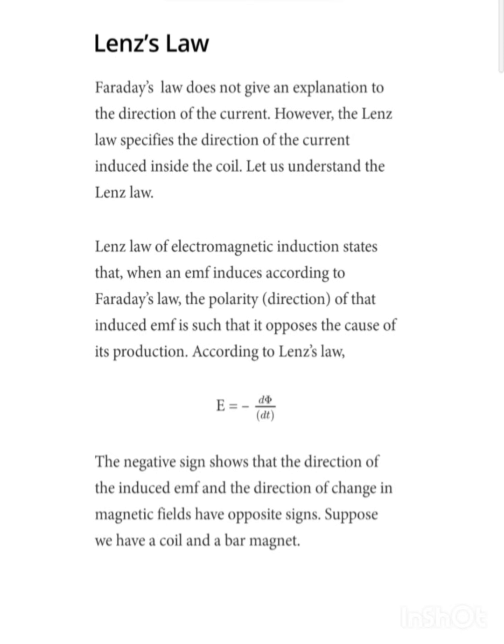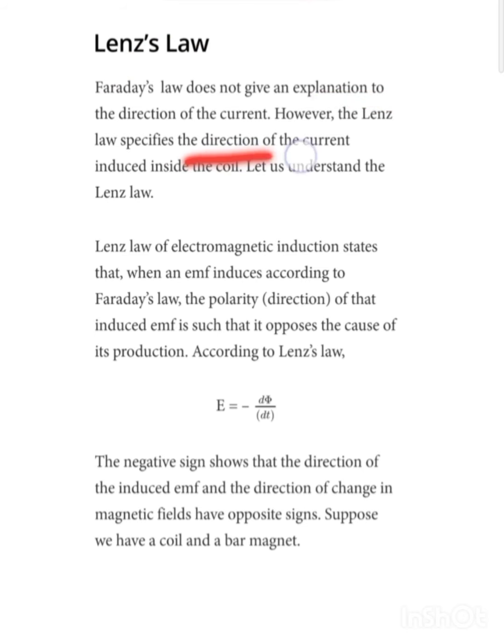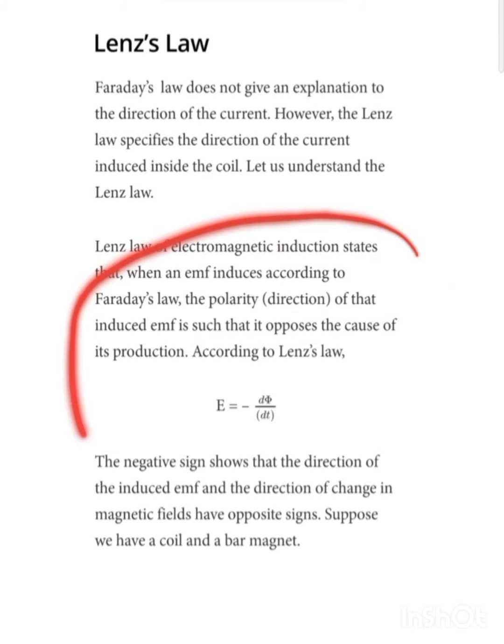The next one is known as Lenz's law. How did Lenz identify this, and what does Lenz's law say? Faraday's law does not give any explanation of the direction of current, as we have already discussed. However, Lenz's law specifies the direction of the current induced inside the coil. Let us understand what actually Lenz's law is. Lenz's law of electromagnetic induction says that when an induced current or induced EMF is produced, the direction of induced EMF is such that it opposes the cause due to which it is produced. Please remember this: it opposes the cause due to which it is produced.